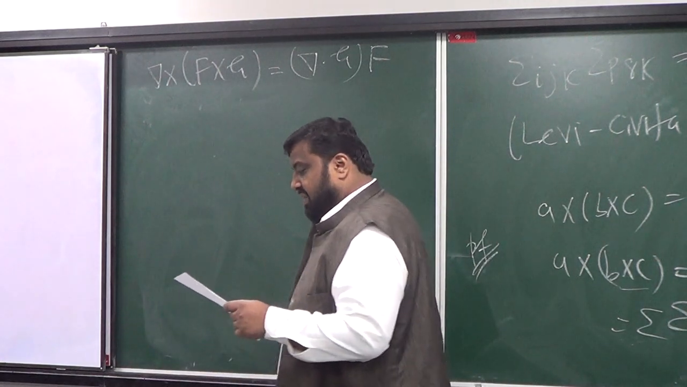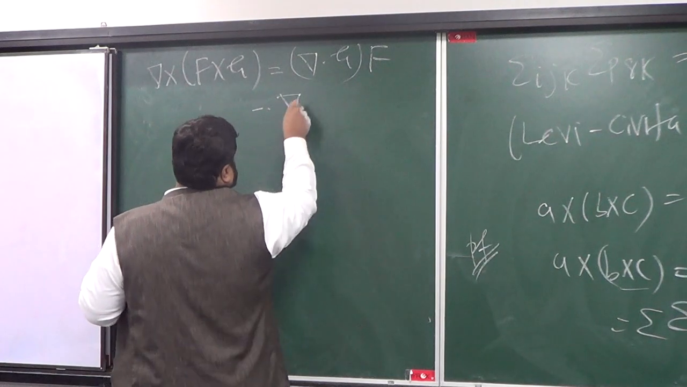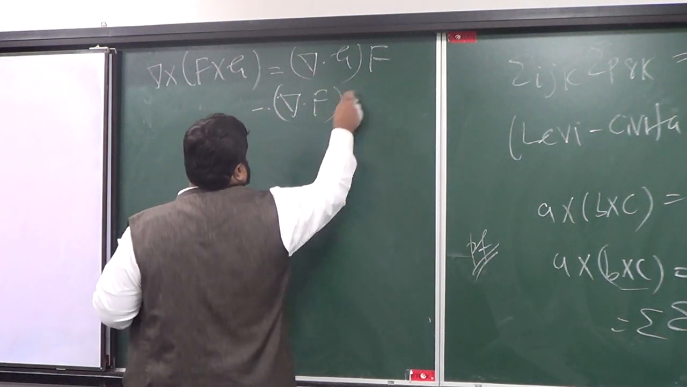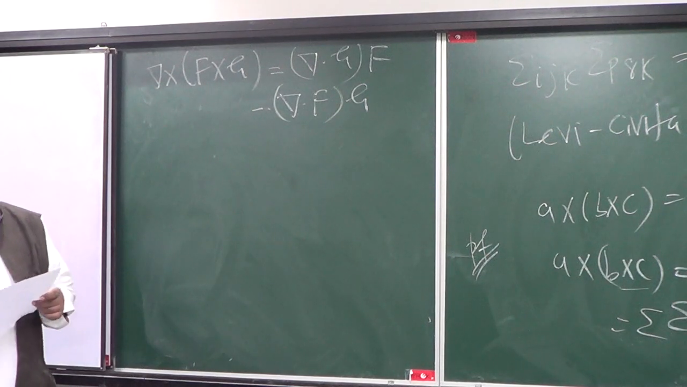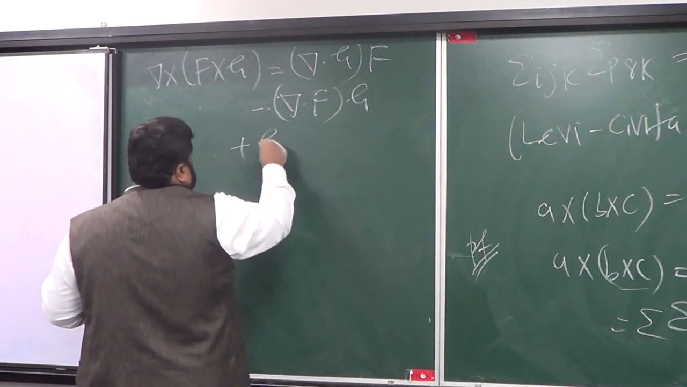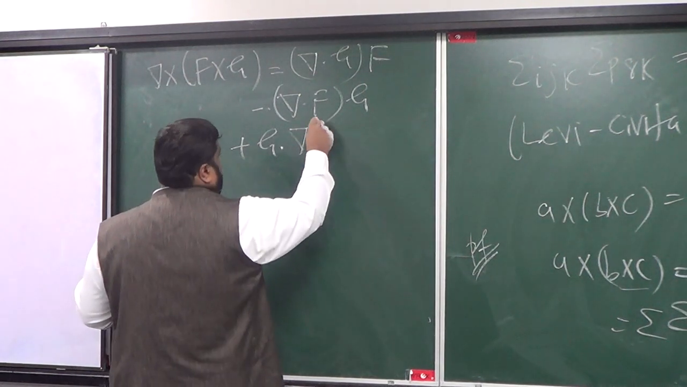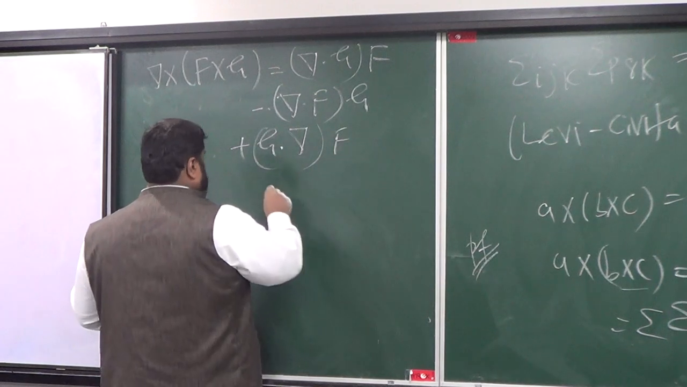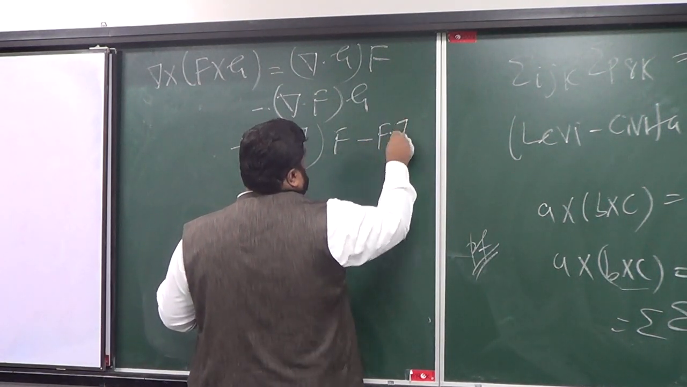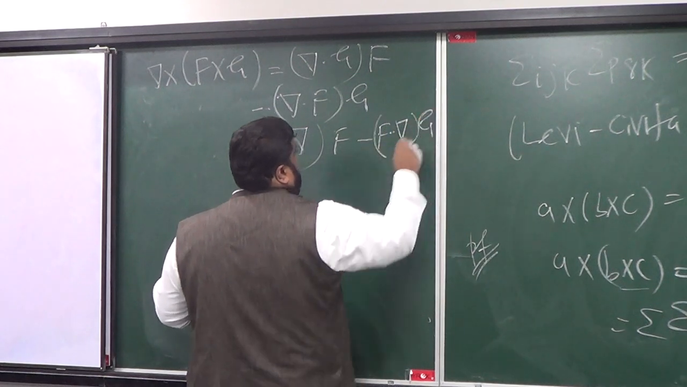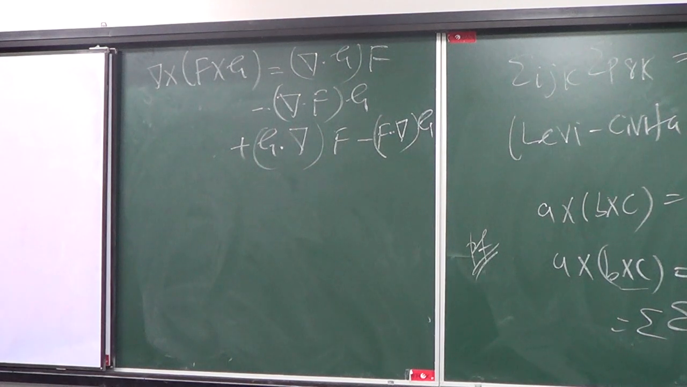Have this term minus del dot F G, but there are two additional terms: G dot del operator operated on the F and minus F dot del operated on G. Can you intuitively see why you have two additional terms here?